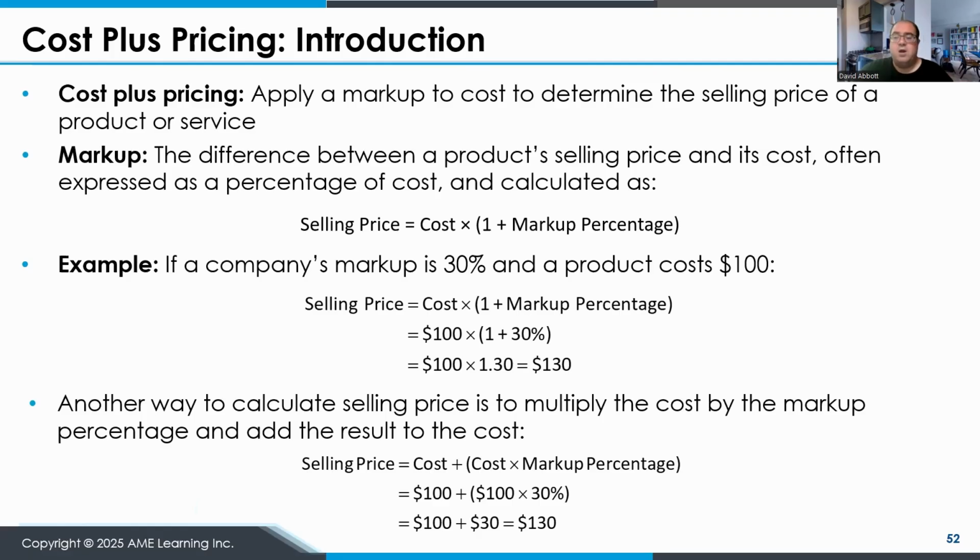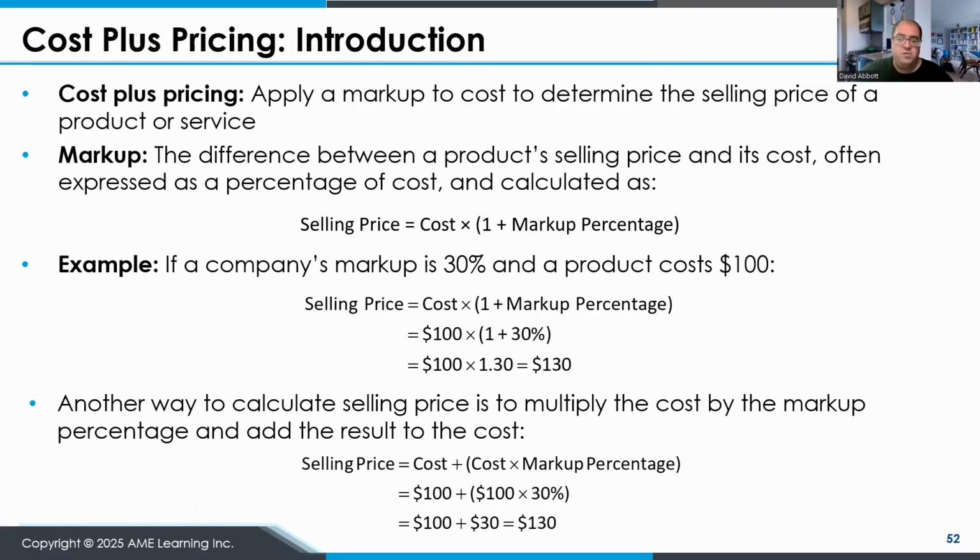So if a company's markup was 30% and the product cost $100, how would we do that? We see that it would be 100 times 1 plus 30%. Remember, we do the part in parentheses first. So 1 plus 0.30 is 1.30. So 100 times 1.30 is going to be 130. So the markup is $30 basically.